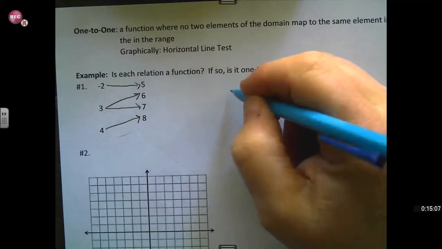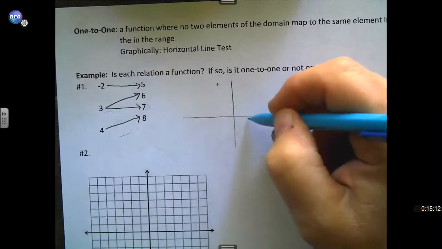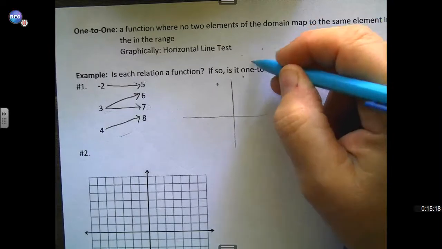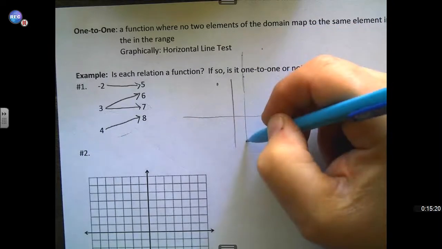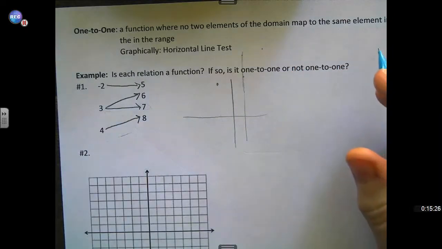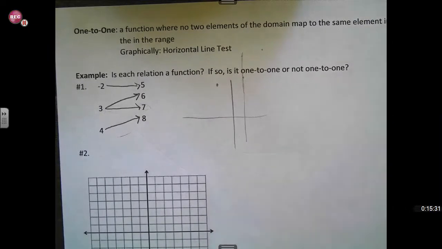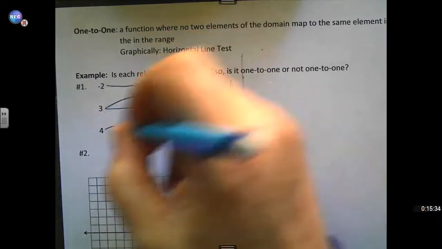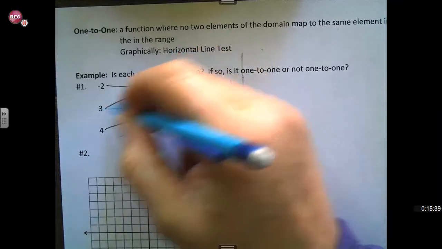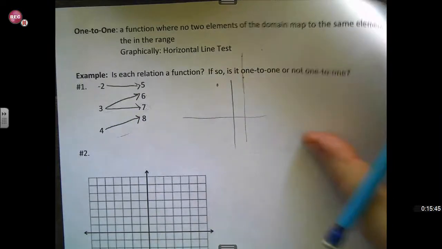So if I were to plot these points, I'd have -2, 5 up here somewhere. I'd have 3 at 6 and 3 at 7 and then 4 at 8. So this right here says, not a function. And if it's not a function, it's not one-to-one. Okay. So we don't even consider one-to-one if it's not a function. To make this a function, I could throw in another value here and say that's what gets mapped into 7, rather than 3 getting mapped into both 6 and 7, and then that would make it a function, and then we could see if it's one-to-one after that.